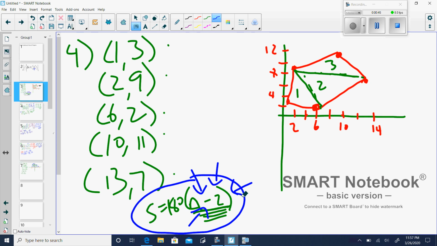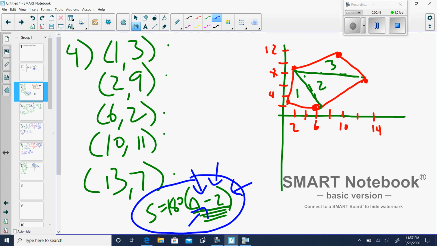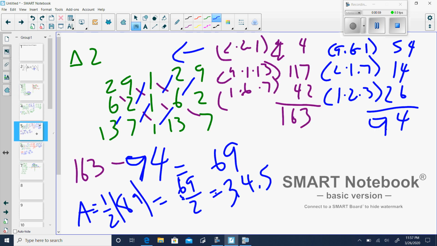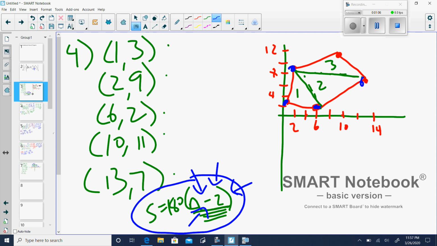All right, now the first triangle is (1, 3), (2, 9), and (6, 2). Second triangle, (2, 9), (6, 2), and (13, 7). And then our third triangle is (13, 7), (2, 9), and (10, 11).